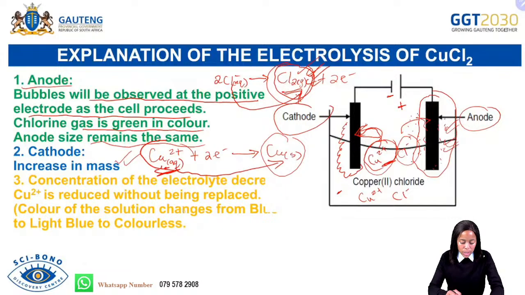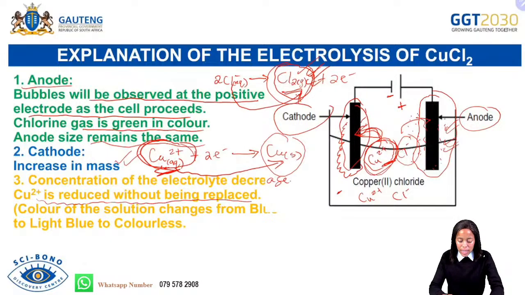Then it says the concentration of the electrolyte will decrease. Why will the concentration of the electrolyte decrease? Because the Cu2+ is reduced and it is not replaced. Where is this Cu2+ moving? It's moving from the electrolyte to the electrode here, which is the copper.